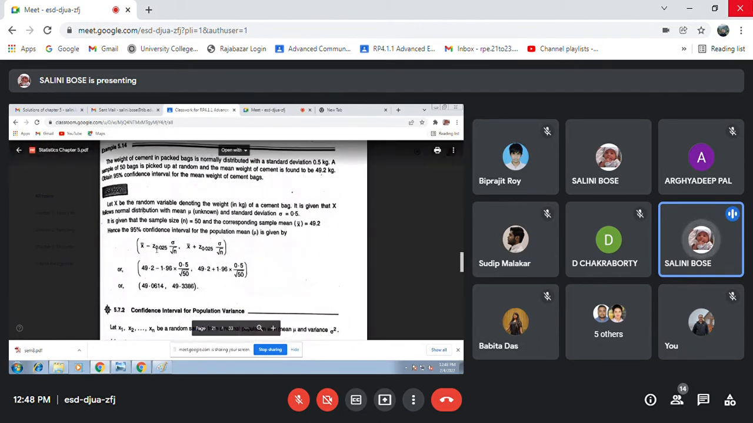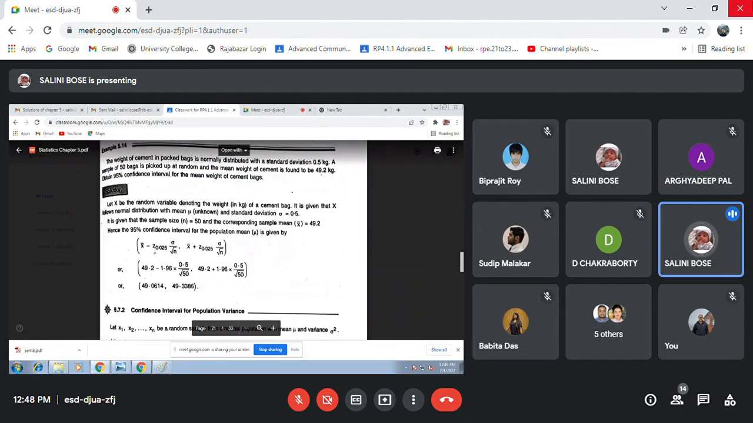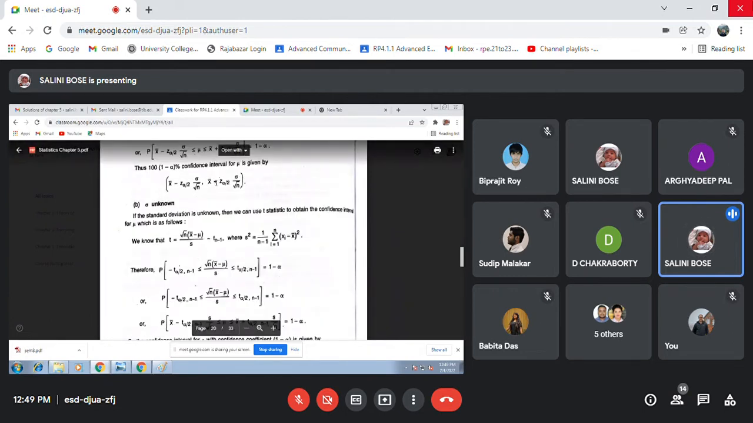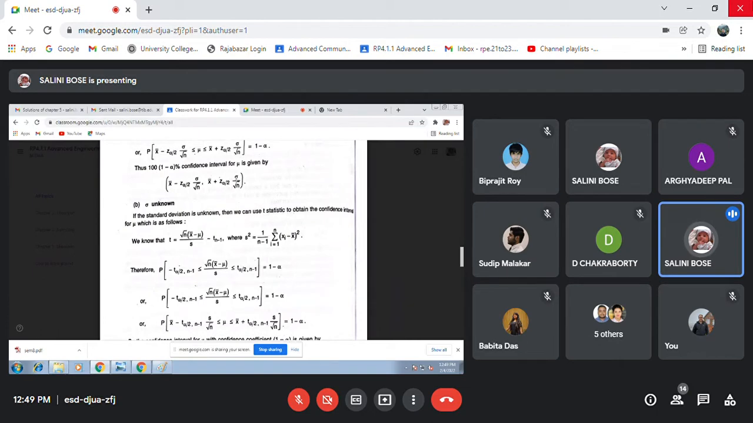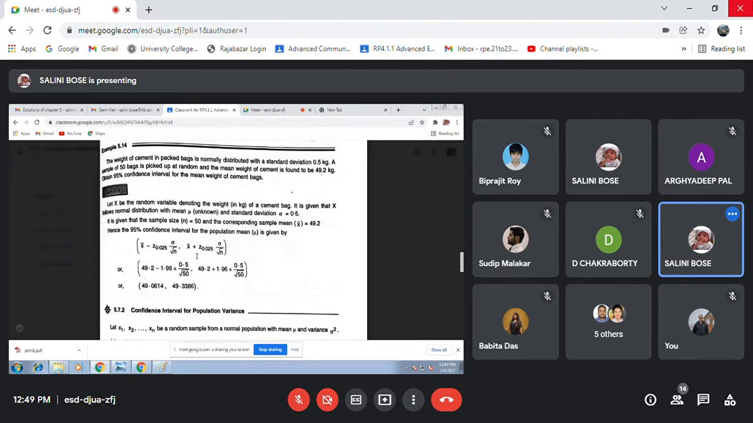So Z alpha by 2. For the 95% confidence interval, alpha by 2 is equal to 0.025. That is why it is written Z 0.025. And this is the formula, sigma by root n. Just see the formula: X bar minus Z 0.025 sigma by root n to X bar plus Z 0.025 sigma by root n. Clear?